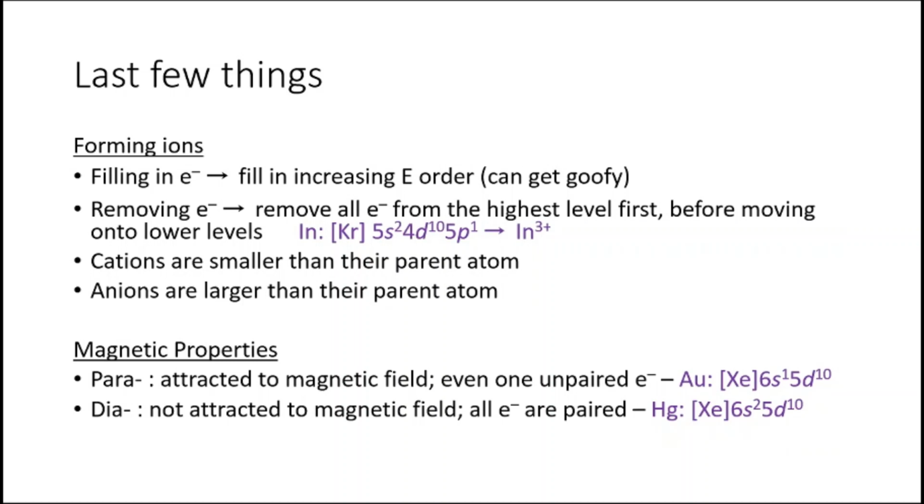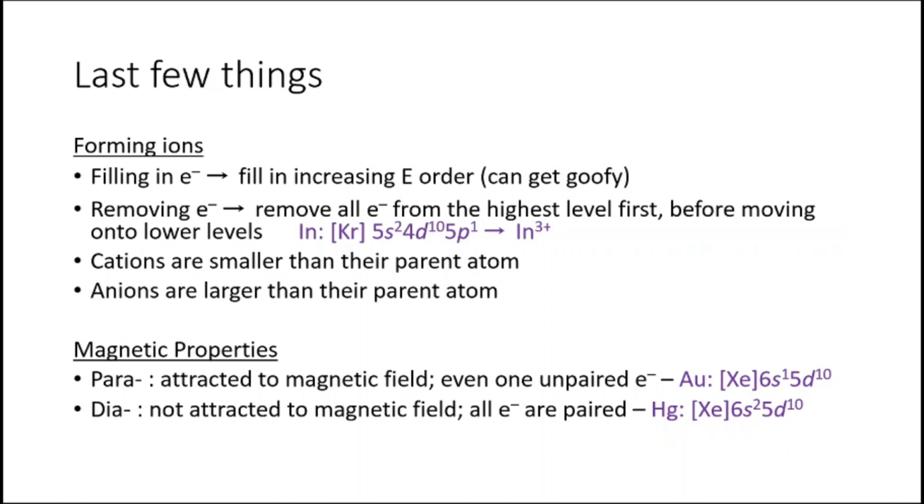Whereas removing electrons actually makes some kind of common sense. Because when you remove electrons, you remove them from the highest energy level first before you move on to the lower levels. And what I mean by that is you remove everything from your n equals 6 before you even touch your n equals 5. You have to make sure every electron is out of your n equals 5 before you even start thinking about your n equals 4.